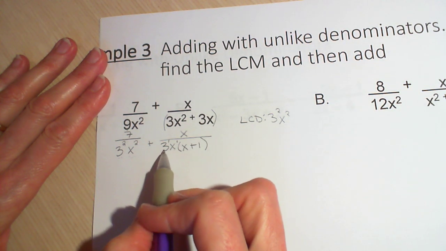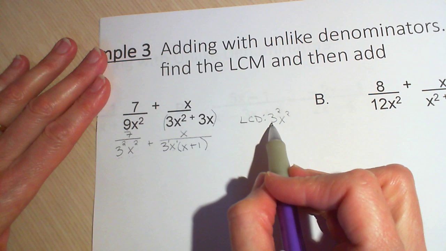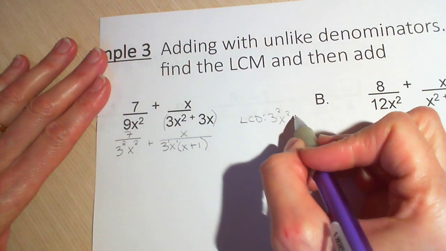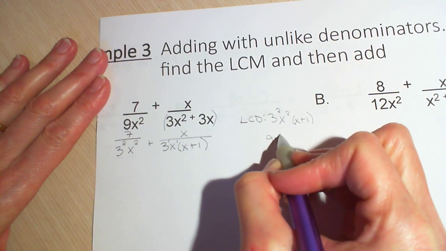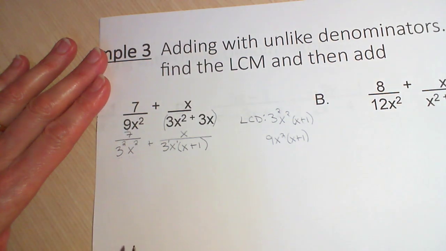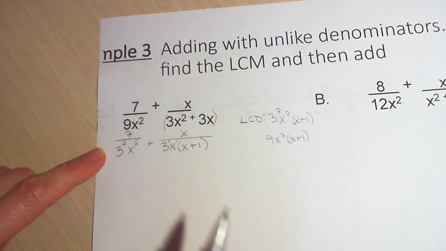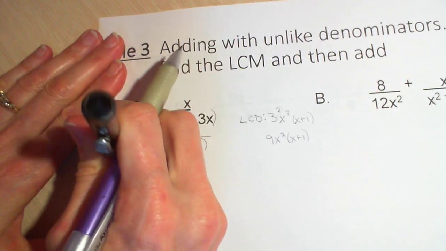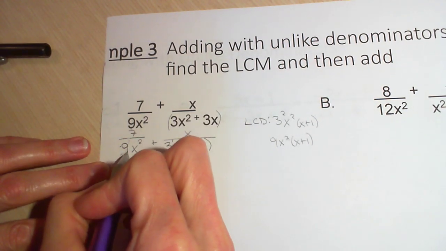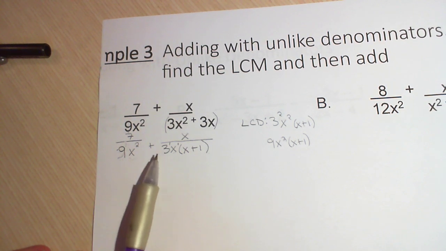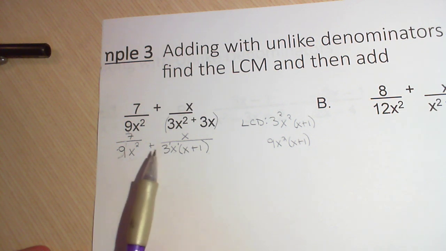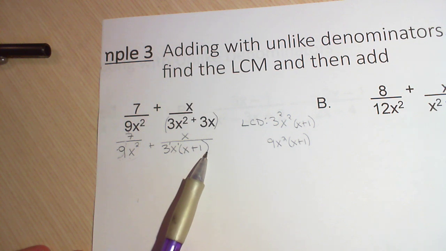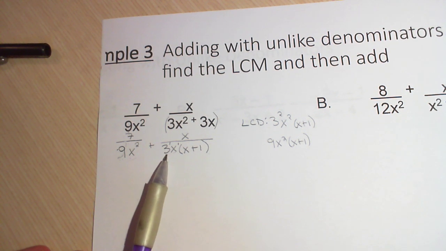Go to the next fraction. I already took care of the 3 and the x because I have those here. But I need that x plus 1 factor represented. So my least common denominator is going to be 9x squared, x plus 1. And if you look at this back here, let me write this as the 9 again. Another way to look at this is think, all right, 9x squared, 3x. Well, 3 squared is 9, so I need a 9. I need an x squared. I need an x plus 1. So that would be your least common denominator.